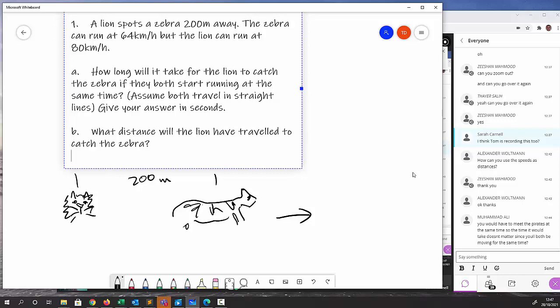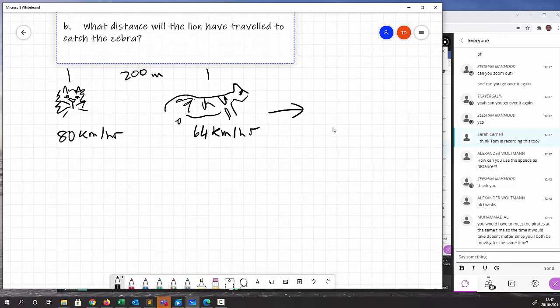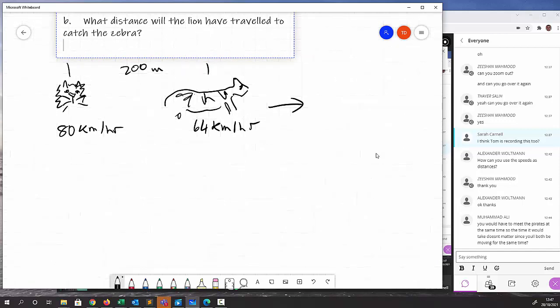The zebra is going at 64 kilometers an hour, and the lion can go at 80 kilometers per hour. Okay, so how long will it take the lion to catch the zebra, assuming they both start at the same time? Right, so what we're going to do is we're going to have two equations. We're going to have the time, which we're going to calculate, where these two intersect, is effectively what we're talking about.